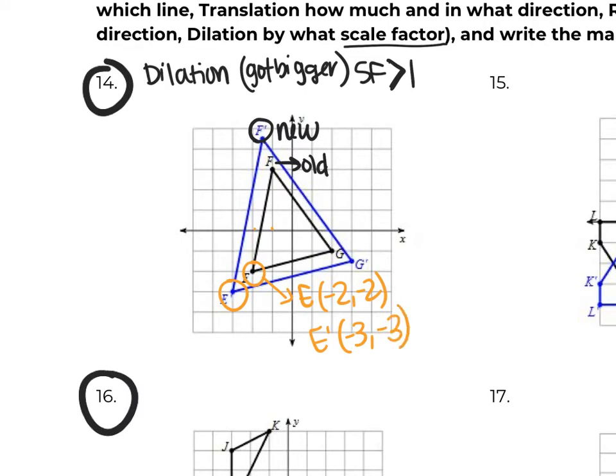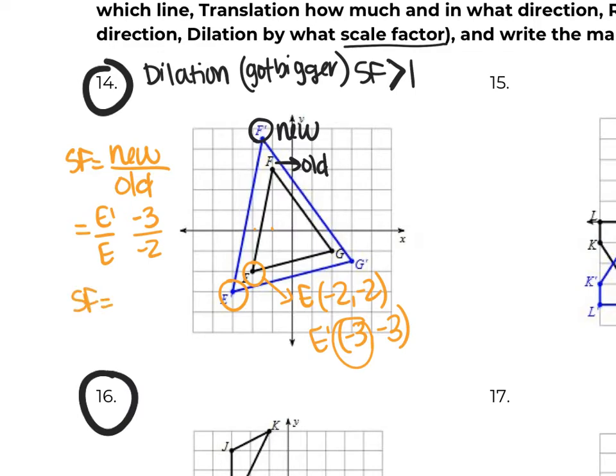Well, those are the exact same numbers, so I definitely don't need to divide them twice. Please make sure you know this, though. For the scale factor, it is the new divided by the old. In this case, my new was E prime, which is negative 3, divided by E, which is negative 2. You can leave this as a fraction or as a decimal, so that simplifies. My negatives would cancel. I have 3 over 2 or 1.5.